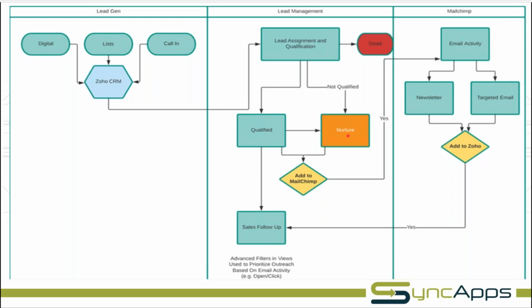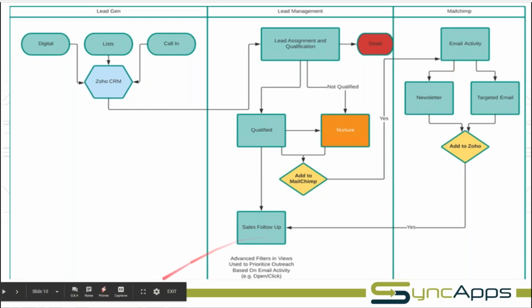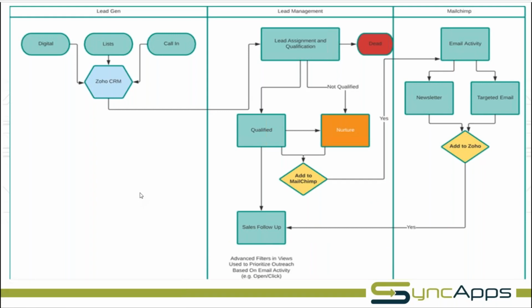Or they're going to be, yeah, not maybe right now, but sometime in the future. So they'll go into some sort of nurture sequence or pot, and that's when they're going to be added to your email marketing tool. And then on the right-hand side, you can see how that activity will happen in those tools, and then filter back through into Zoho to enable and facilitate the sales follow-up. So if you bear this process in mind when we're talking about the lists and everything else, that's going to help give you some context.